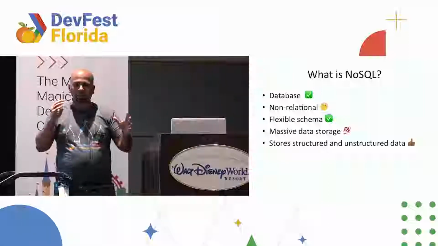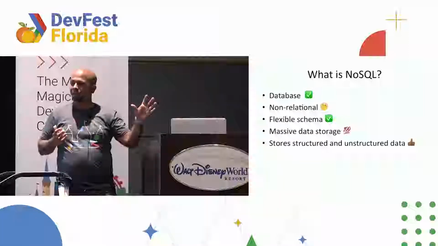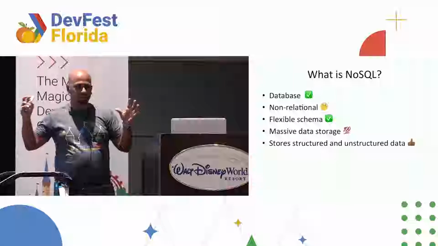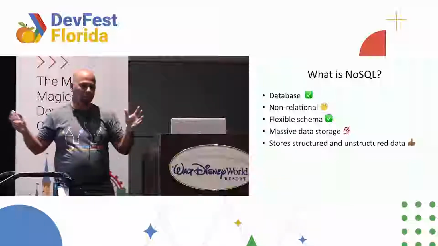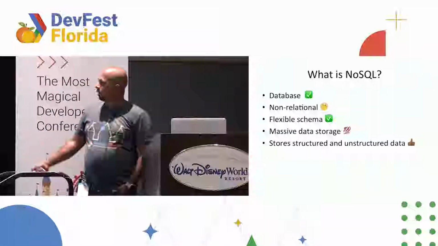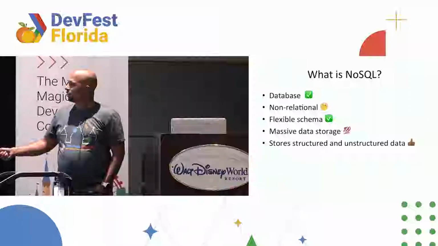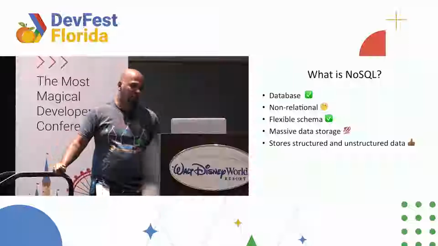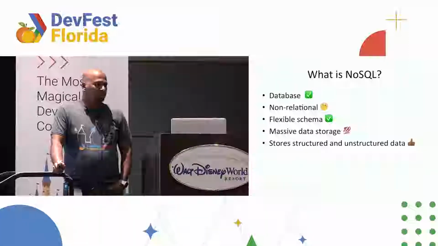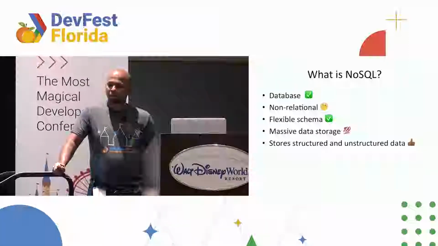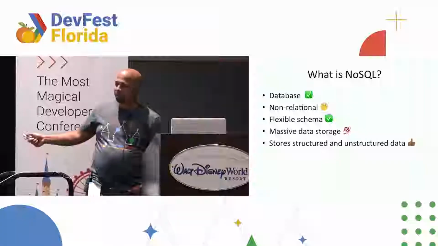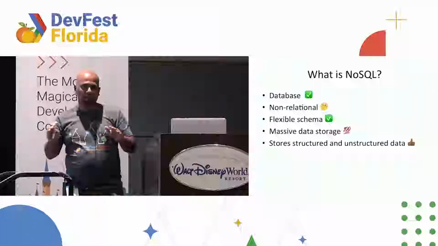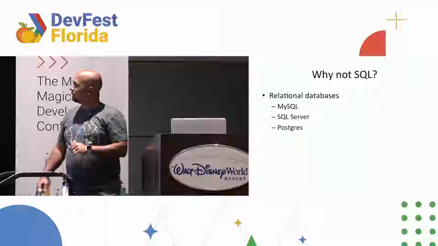You can throw in a person record with 3 fields, and you can throw in a person record with 20 fields, and it should be able to handle them. I'm talking about a database that stores massive amounts of data, aka data at scale. And it stores structured and unstructured data. So I'm just setting the ground rules of what my definition of NoSQL is.